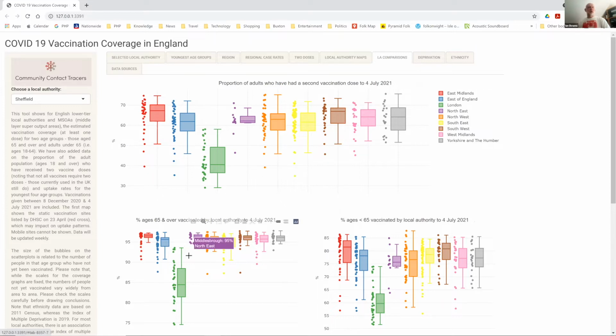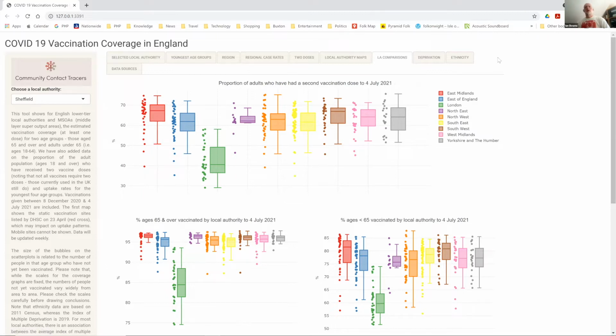And you can see the final point just illustrates the point I was making about London. This green group of local authorities is the London local authorities, and they generally tend to be lower than the other regions for both over 65s, under 65s, and for those who've had both doses overall.